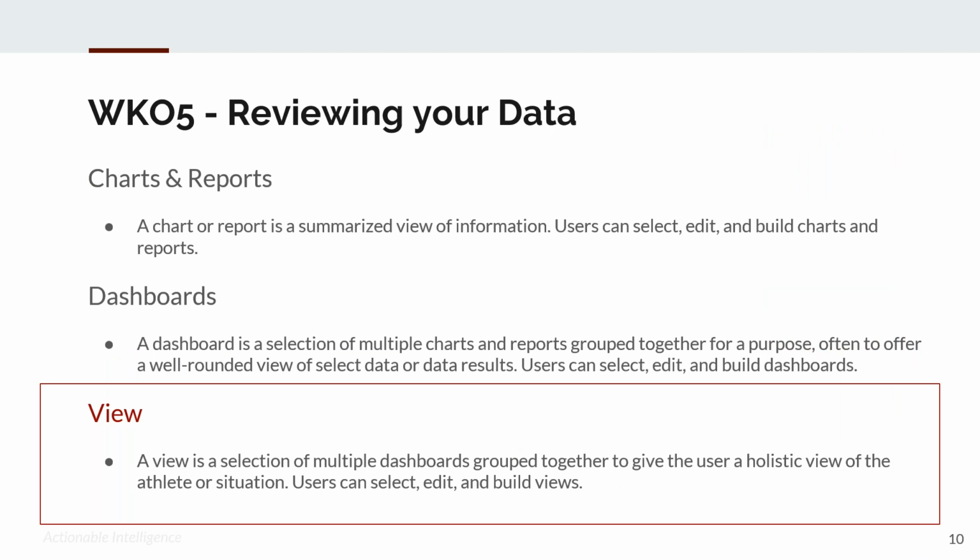All right, now this is really important for the WKO4 users in particular, because here's the stumbling point for a lot of people upgrading from WKO4 to WKO5. So in WKO5, you have different groups of information and data you can see. At the most basic level, you have charts and reports. A chart or a report is a summarized view of information. Users can select, edit, and build charts and reports. So you want a chart that shows your maximal power, mean, minimal power, average power, and some other power number. You can build a power chart or a power report.